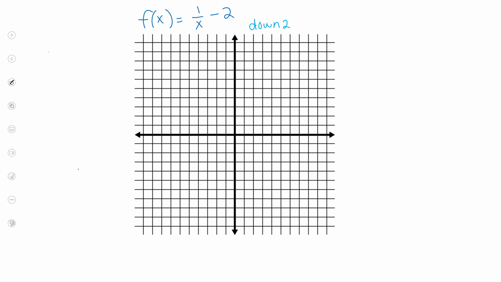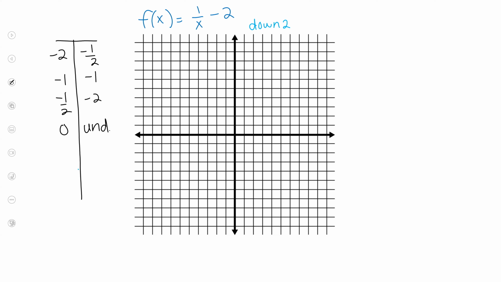I'm going to remind you of the parent table. So if I have -2, flip it, -1, -1/2, flip it. 0 is undefined because you have asymptotes there. 1/2, flip it. 1 goes with 1, 2, flip it. This is a reciprocal parent table. Okay, now the transformation that happened here is that it went down 2.